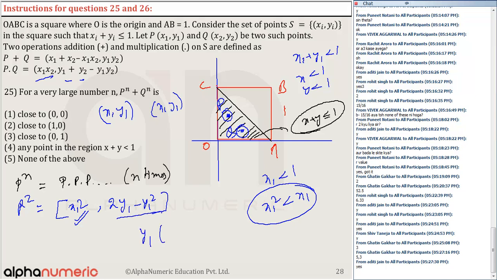From here I will take y1 common, so that is 2 minus y1. Is it more than y1 or less than y1? Please tell me. It is definitely going to be more than y1. Let's say I take 0.8, just at random, then 0.8 into (2 minus 0.8), 2 minus 0.8 will be equal to 1.2. So 0.8 into 1.2 is definitely going to be greater than 0.8, because 2 minus y1 is always going to be more than 1. Why? Because y1 is less than 1, so 2 minus y1 is more than 1. So the product of these two is always going to be more than y1.